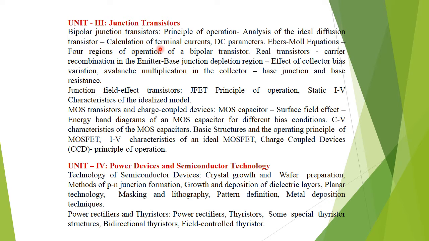devices: MOS capacitor, surface field effect, energy band diagrams of a MOS capacitor for different bias conditions, CV characteristics of the MOS capacitor, and basic structure and operating principle of MOSFET, IV characteristics of ideal MOSFET, charge coupled devices, principles of operation. And the fourth unit is power devices and semiconductor technology.